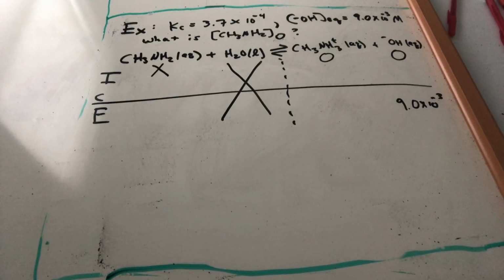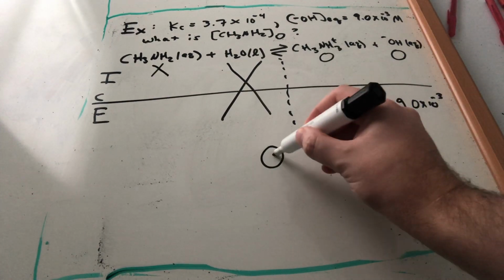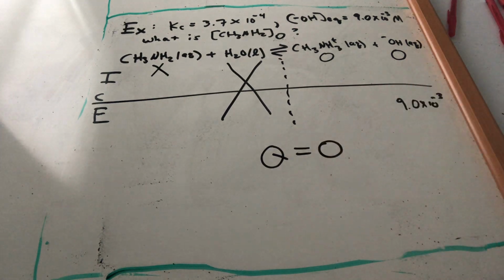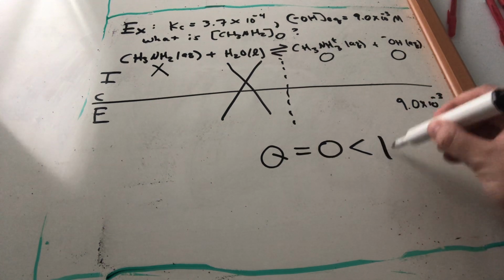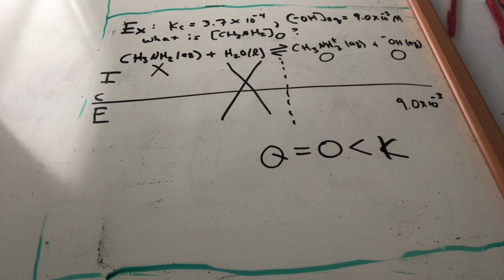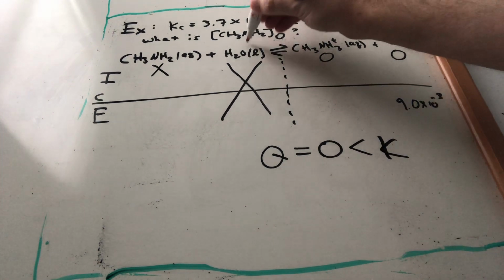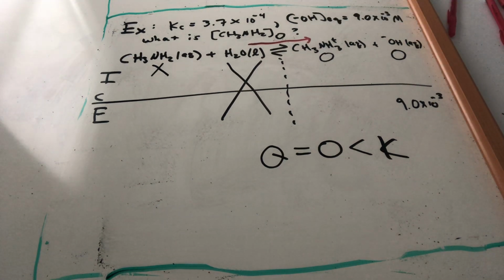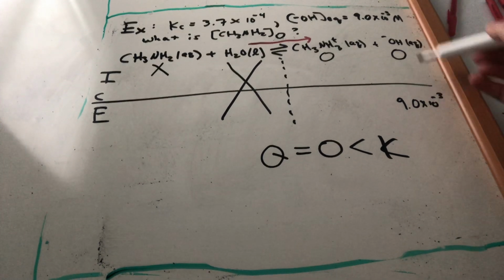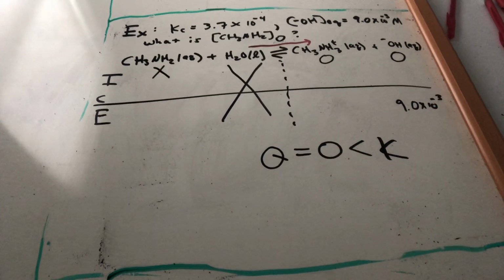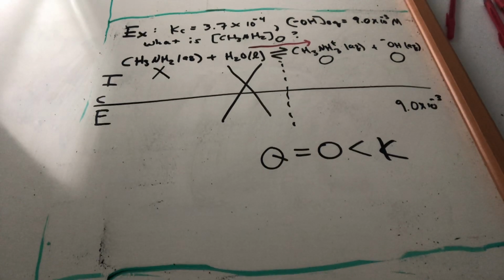Now we can do Q versus K. Hopefully you can see by now, real quickly, Q is equal to 0. Q definitely then is less than K. So we know which way the equilibrium is going to shift. The equilibrium is shifting towards the product side, right? We know that at equilibrium, we're going to have more product at the end. And we can already see that here. Equilibrium is going to move towards these zeros.